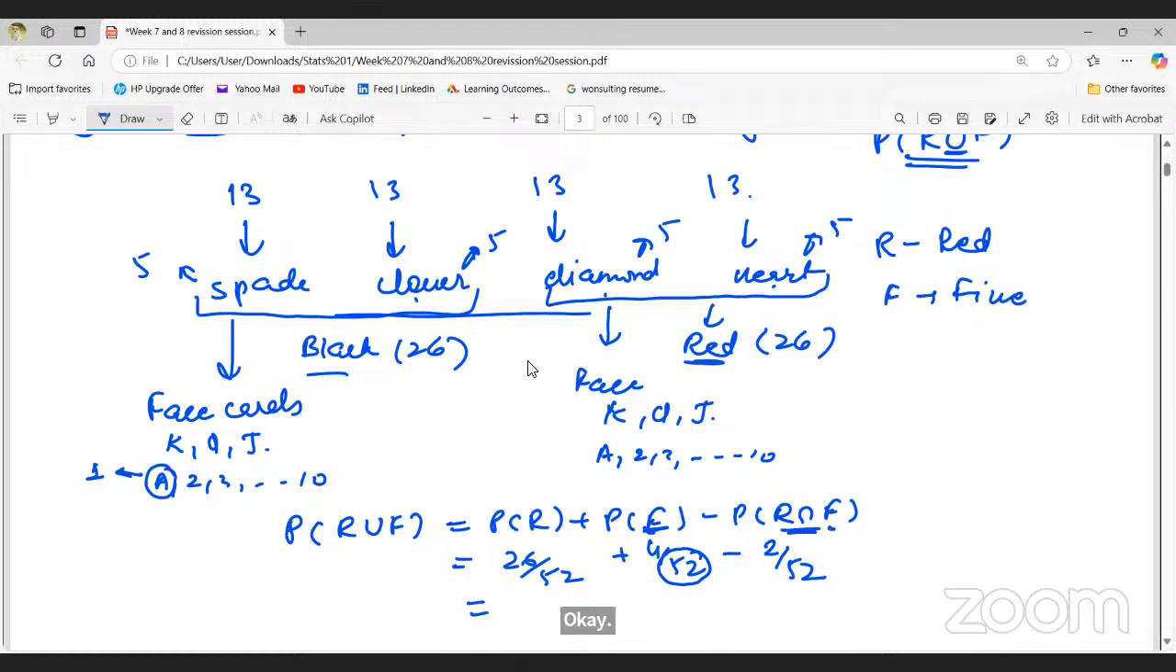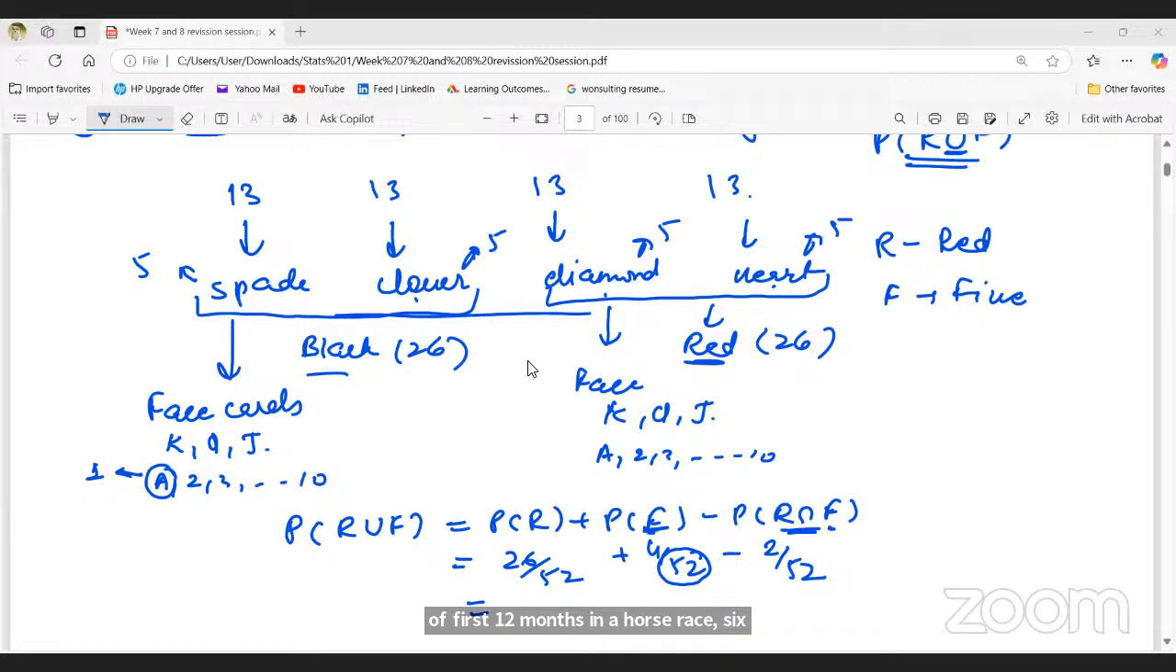Ma'am, I have a doubt in one practice question, Week 7, the first one. In a horse race, 6 horses numbered from 1 to 6 are participating. What is the probability that all even number horses complete the race at first, second, and third place? Is the answer half?